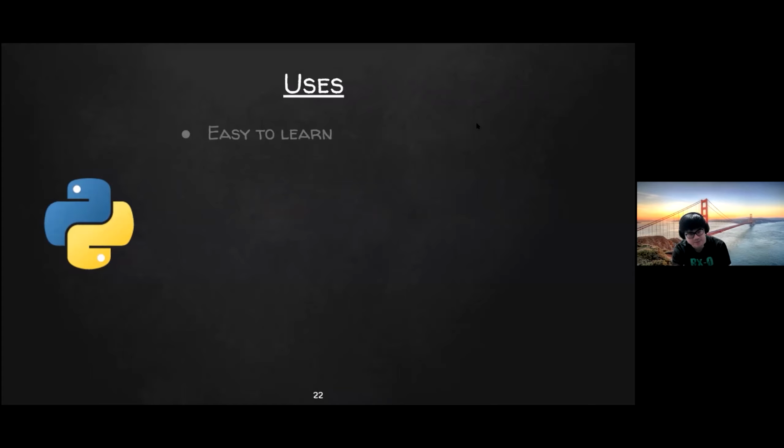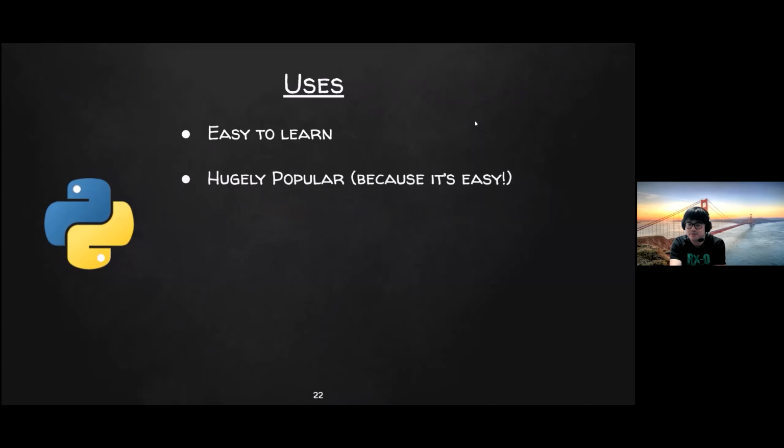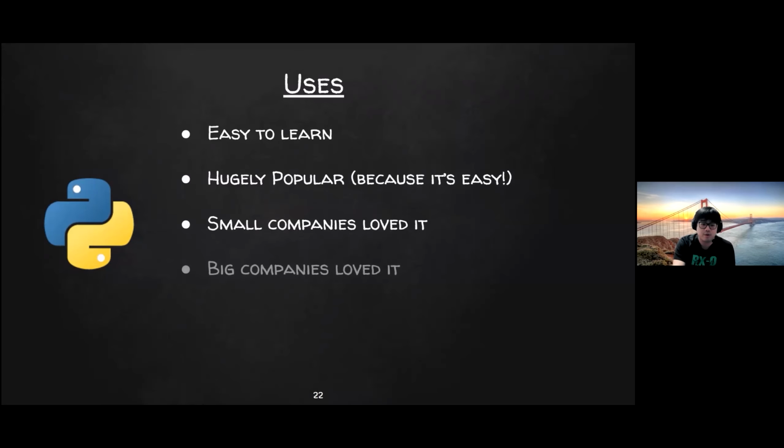So Python's unique capability, I guess, is that it's super easy to learn, and it is hugely popular because it is easy. Because it's so easy, small companies start to pick it up. It's easy to train employees with it, and it's quite capable, right? And it got really, really popular when big companies started to come in, like Google, for example, and they started to develop libraries and frameworks for it.